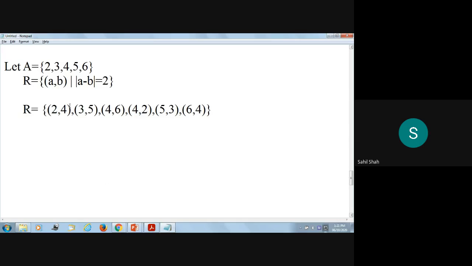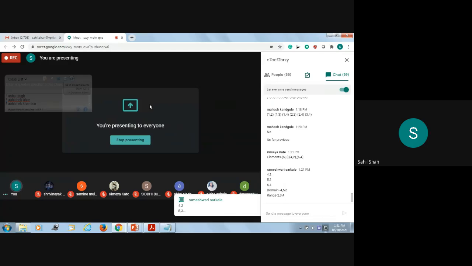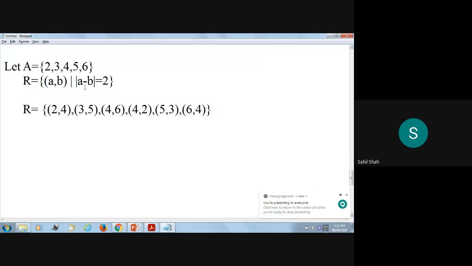Remember that 2, 4 is different from 4, 2. In 2, 4, the value of a is 2, while the value of b is 4. While in 4, 2, a is 4 and b is 2. Are you getting it? Those who are saying 4, 2, 5, 3, 6, 4, you must have 2, 4, 3, 5 and 4, 6 as well. Why? Because it is taking the absolute value, so there will not be any negative. If it was clearly mentioned only a minus b, you could have taken only those pairs like 4, 2, 5, 3 and 6, 4. You get it?